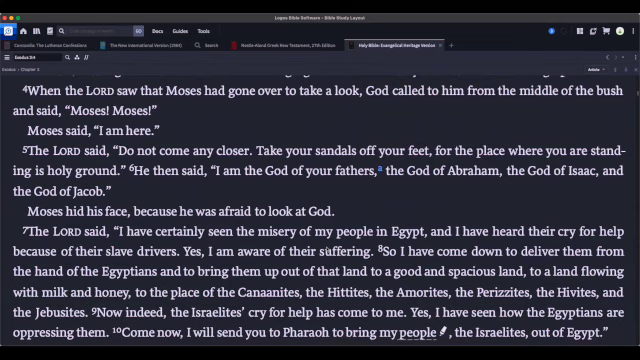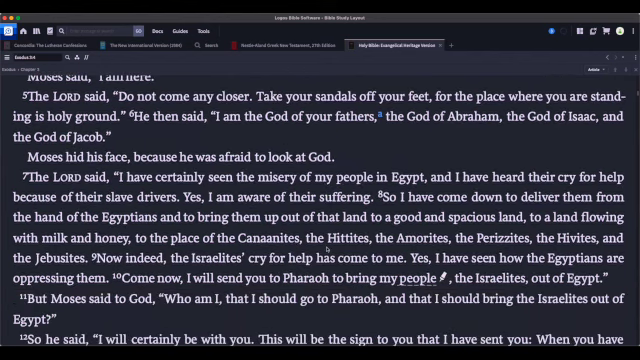When the Lord saw that Moses had gone over to take a look, God called to him from the middle of the bush and said, Moses, Moses. Moses said, I am here. The Lord said, do not come any closer. Take your sandals off your feet, for the place where you are standing is holy ground. He then said, I am the God of your fathers, the God of Abraham, the God of Isaac, and the God of Jacob. Moses hid his face because he was afraid to look at God.